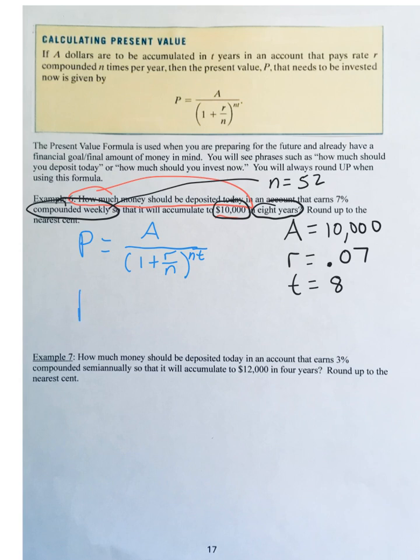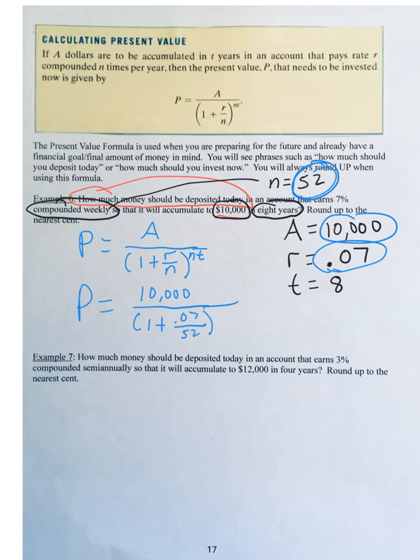So bring down the P you're solving for equals A on the right side is 10,000 divided by parenthesis 1 plus R is 0.07 all over N is 52. I already used the 0.07 for R. The N, which we're on now, is 52. Close the parenthesis, raise to another N, so another 52 times time T is 8. So we have it set up and ready to go.